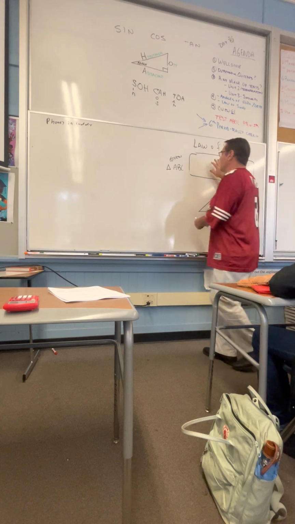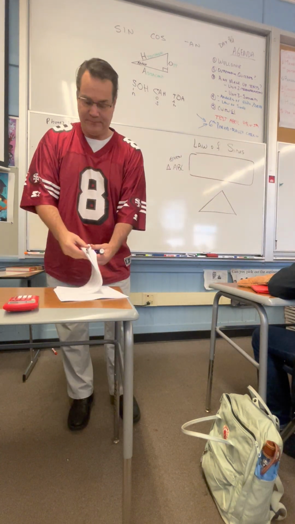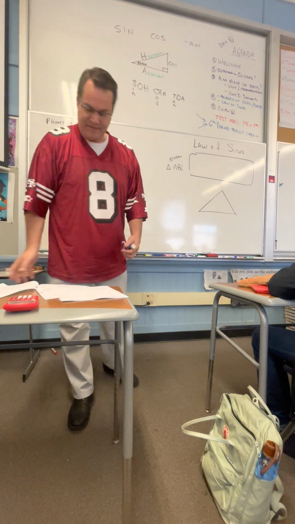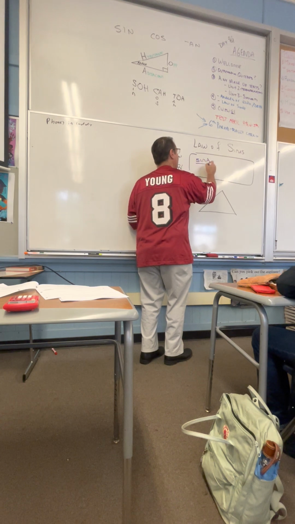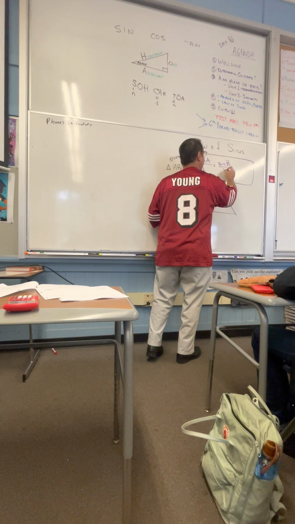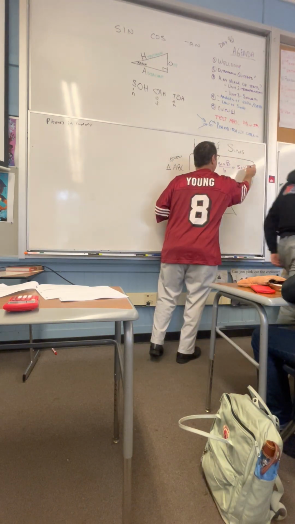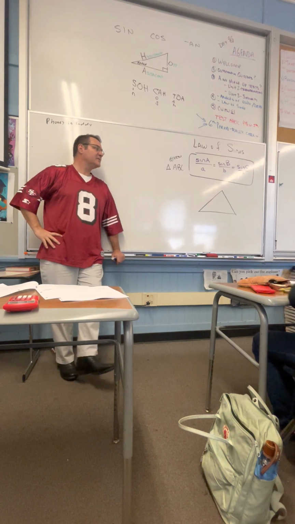Well, first of all, I'm going to write it up here. On the top of page 3 of your worksheet for today, it says law of sines. And I want you to write that the sine of A over A is equal to the sine of B over B is equal to the sine of C over C. This is page 3, top of the page. It's called the law of sines.